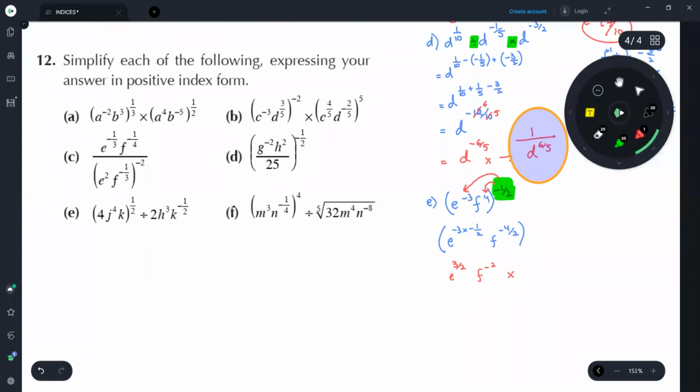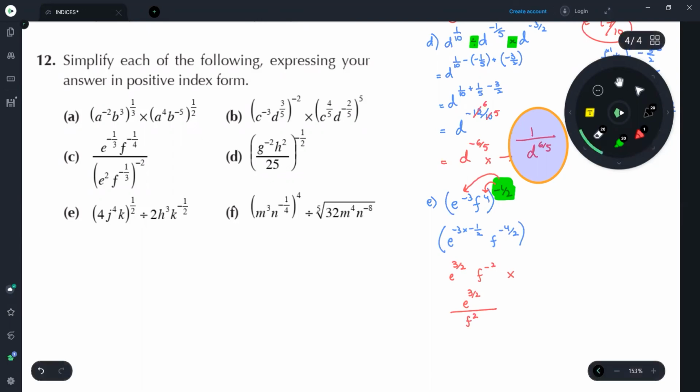No, it isn't. Ask me why. Because f has a negative power, and I have to give my answer in positive indices only. So I'm going to keep e to the power 3 over 2, and f to the power minus 2 becomes 1 upon f to the power 2.